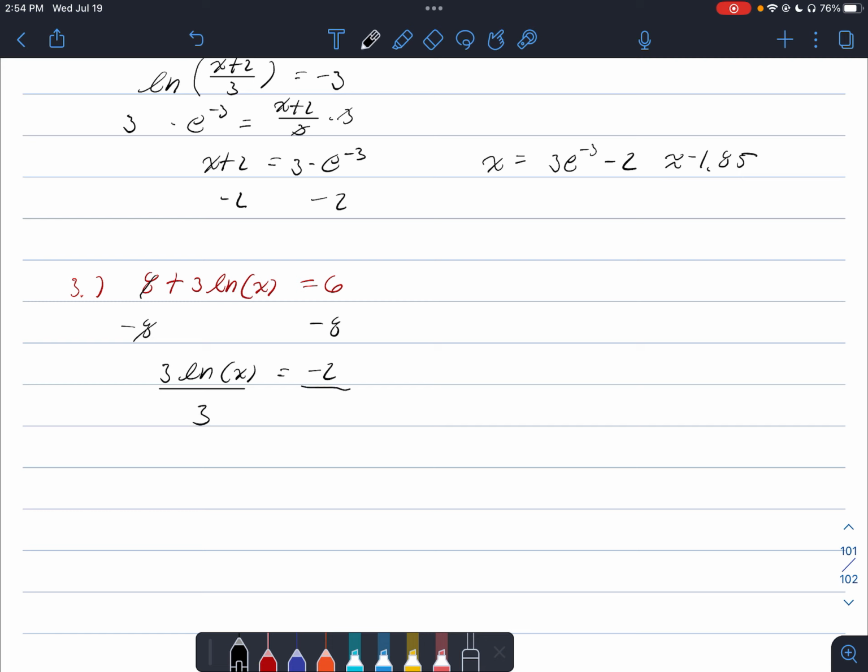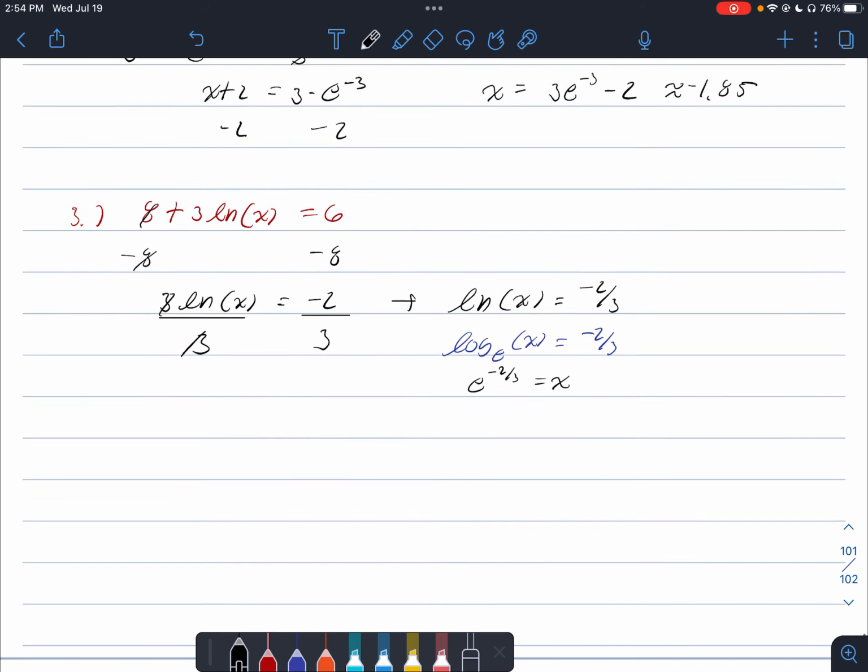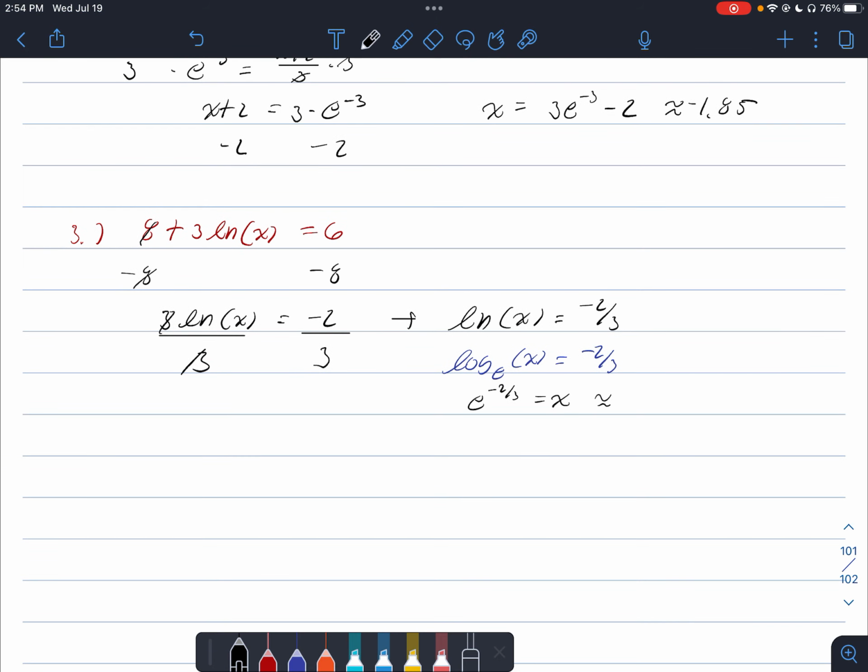All right, we can divide both sides by 3, and we'll end up with the natural log of x is equal to -2/3. Okay, but since this is the same as log base e of x is equal to -2/3, we have e to the -2/3 is equal to x. And e to the -2/3 is approximately 0.51 after we do some rounding.